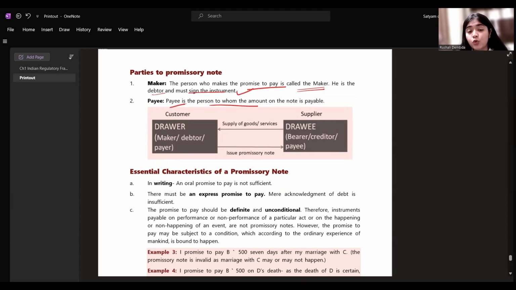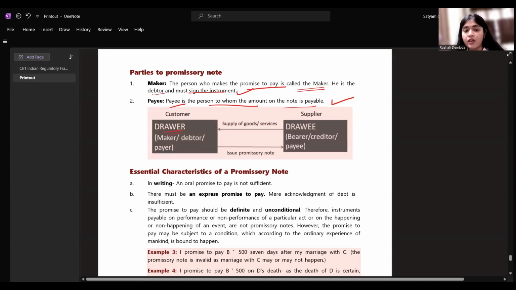Payee is the person to whom the amount on the note is payable. The person who is going to get the 10,000 rupees is the payee. Okay. Customer. Customer is the drawer, maker, debtor, payer. Customer is the one who is going to pay the money.